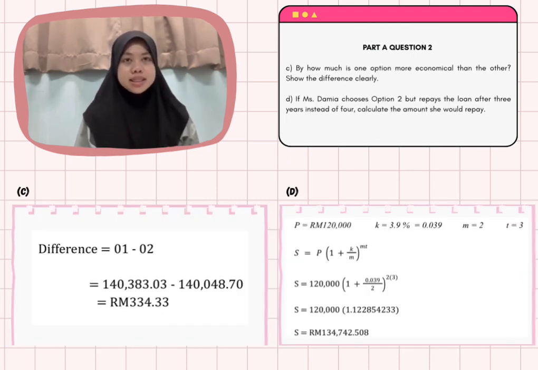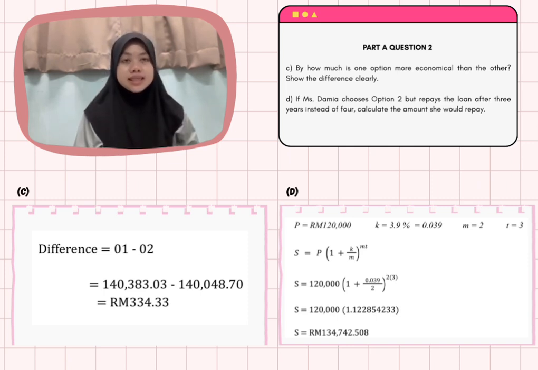Question C, how much is one option more economical than the other? Show the difference clearly. So take out all the value for option 1 and minus with value interest option 2. So final answer difference interest RM334.33.